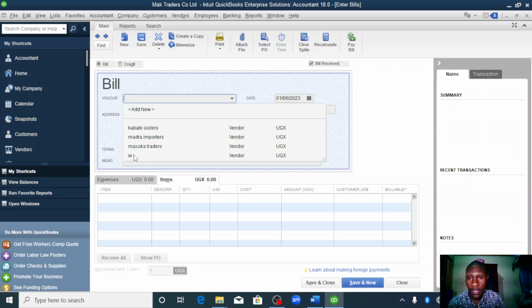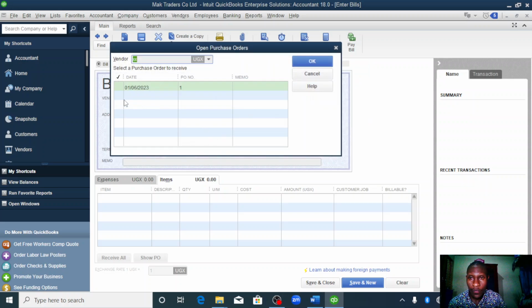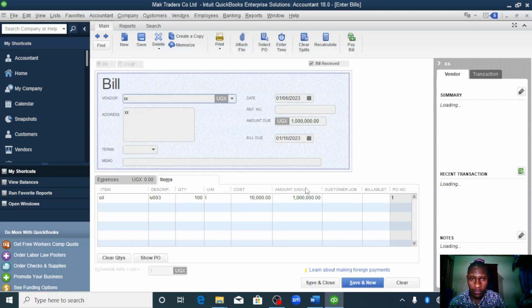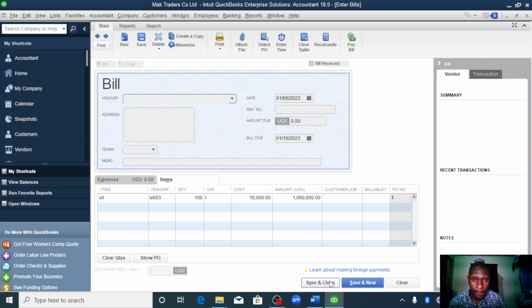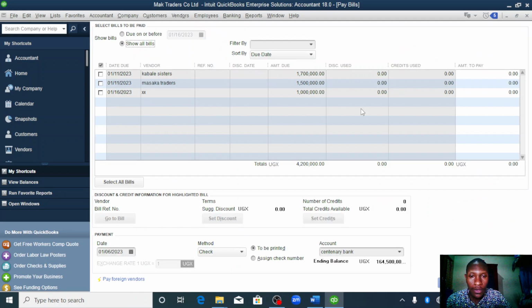So our vendor is XX. We click yes. We say OK. So all is set. We click save and close. So after saving, we pay bill. But since they didn't specify, that means maybe the transaction was bought on credit. So we go back, we leave it at that point.